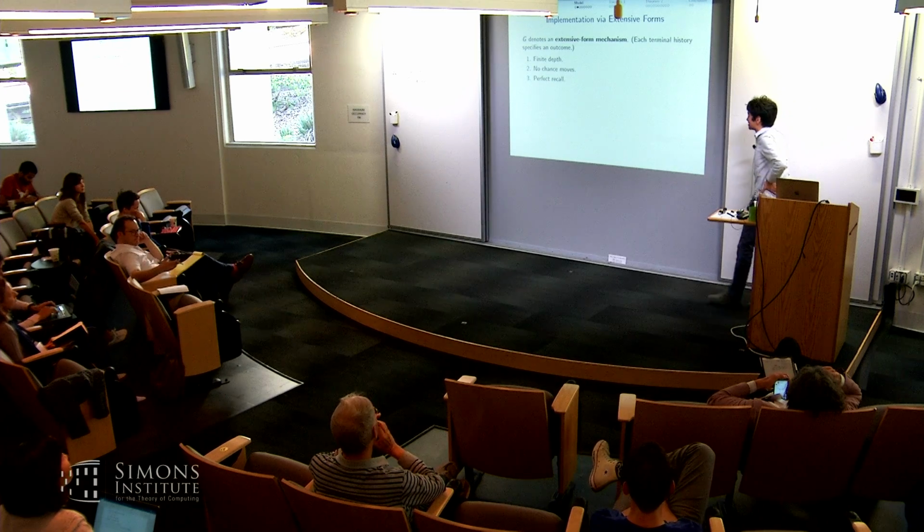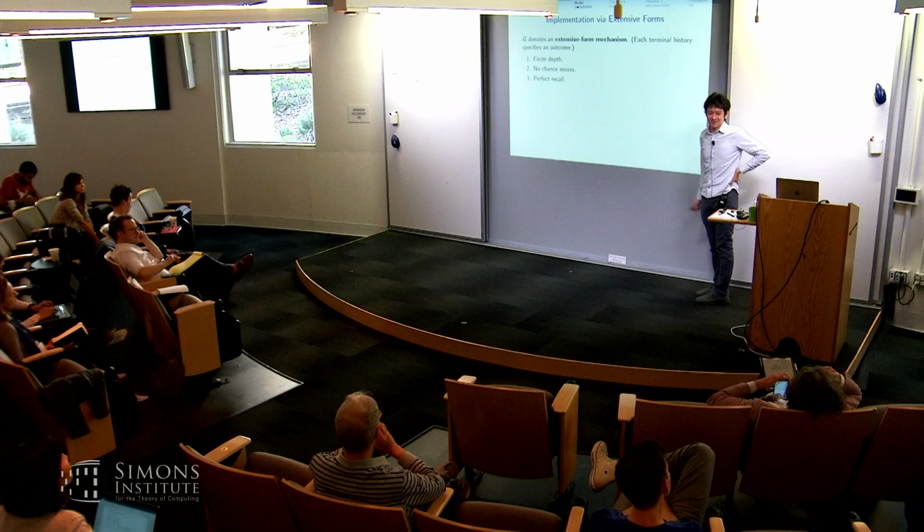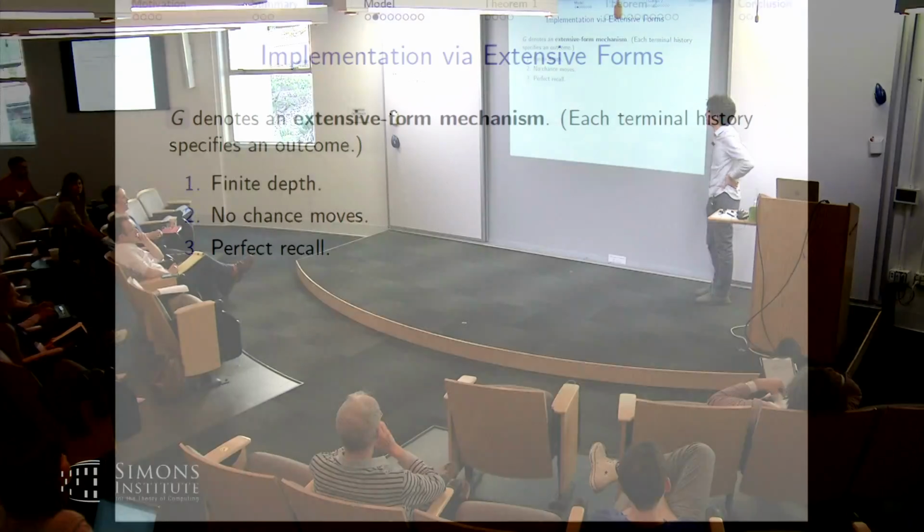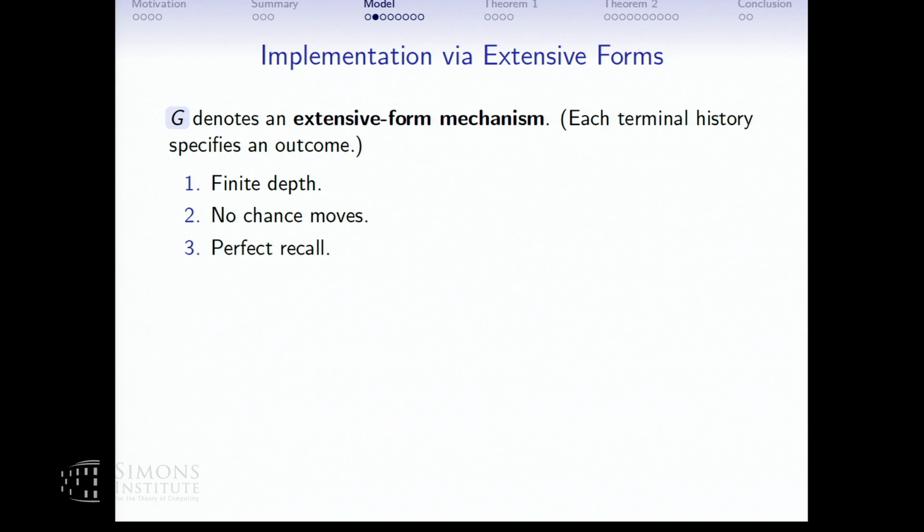As you might guess, today is Extensive Form Mechanism Day. G is going to denote an extensive form mechanism. This is just an extensive game form, a game tree of the usual kind, except that terminal histories, instead of specifying utilities, specify an outcome. They specify who wins, they specify how much the winner pays. I'm going to restrict attention to mechanisms with finite depth, with no chance moves, and with perfect recall.